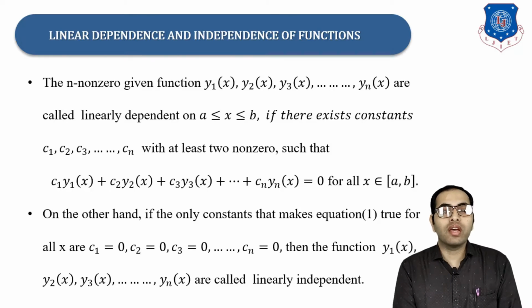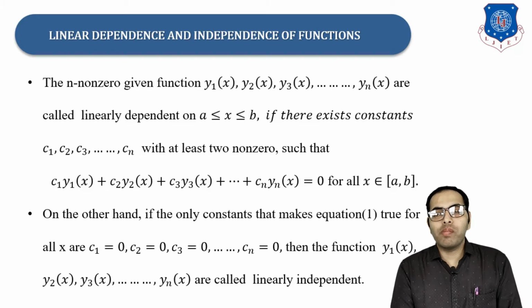On the other hand, if the only constants that make equation number 1 true for all x are c1 equal to 0, c2 equal to 0, up to cn equal to 0, then the functions y1 of x, y2 of x, y3 of x up to yn of x are called linearly independent.